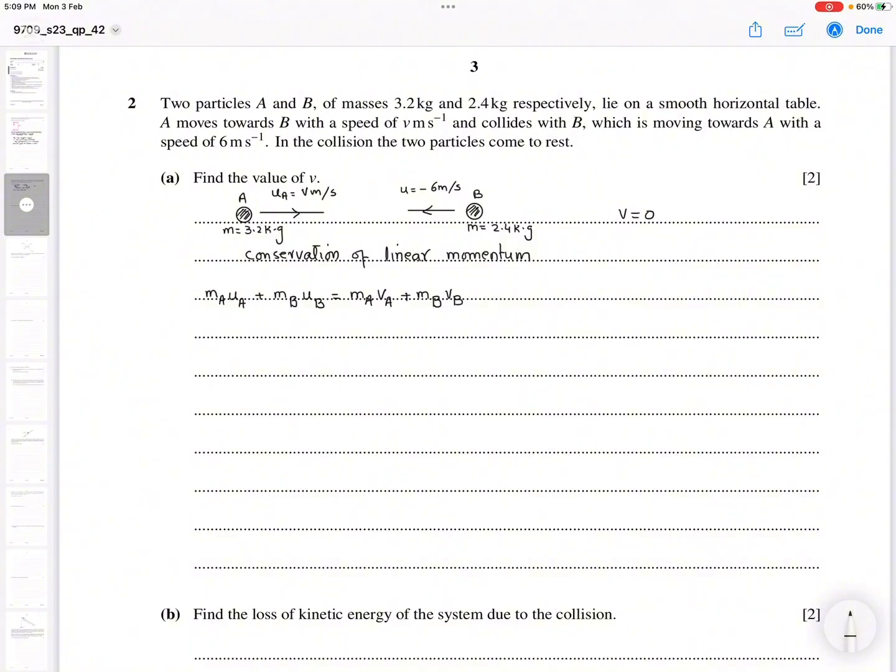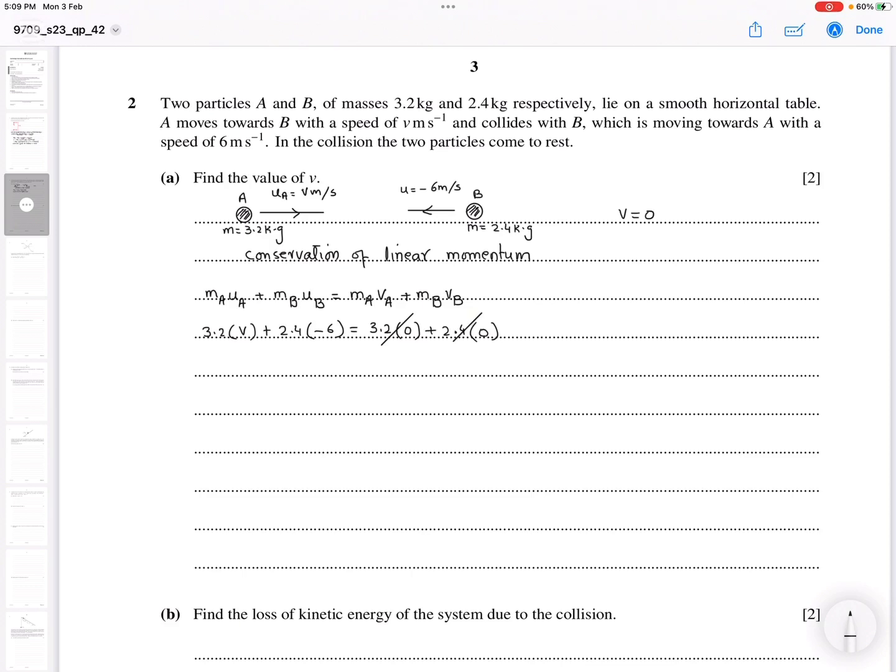So mass of A is 3.2 times initial velocity v, plus mass of B is 2.4 and initial velocity is negative 6. Equals mass of A again 3.2 and velocity 0. This is written as 0 because after they collide their final velocity becomes 0. So that's why I'm writing 0 here. Plus mass of B is 2.4 and the same thing with v here, 0.